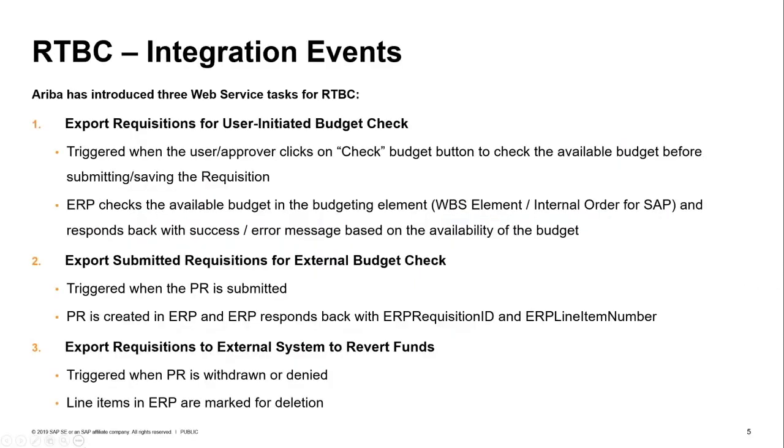Ariba has introduced 3 web service tasks for the real-time budget check. The export requisitions for user-initiated budget check, triggered when the user or approver clicks on the check budget button that we already saw. Export submitted requisitions for external budget check, triggered when the PR is submitted. And export requisitions to external system to revert funds, triggered when the PR is withdrawn or denied.